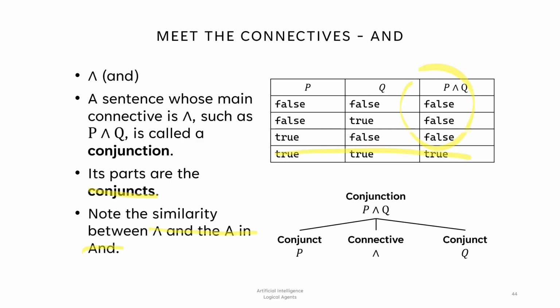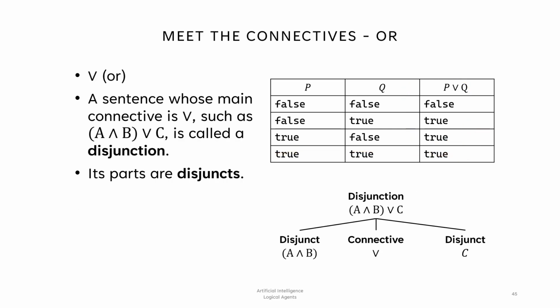Next is OR. This is called a disjunction, and its parts are disjuncts. So if the two disjuncts are anything other than false, false, then it's going to be true. So if it's false or true, true or false, true, true, then it's going to return true. Just saying, are any of these disjuncts true?